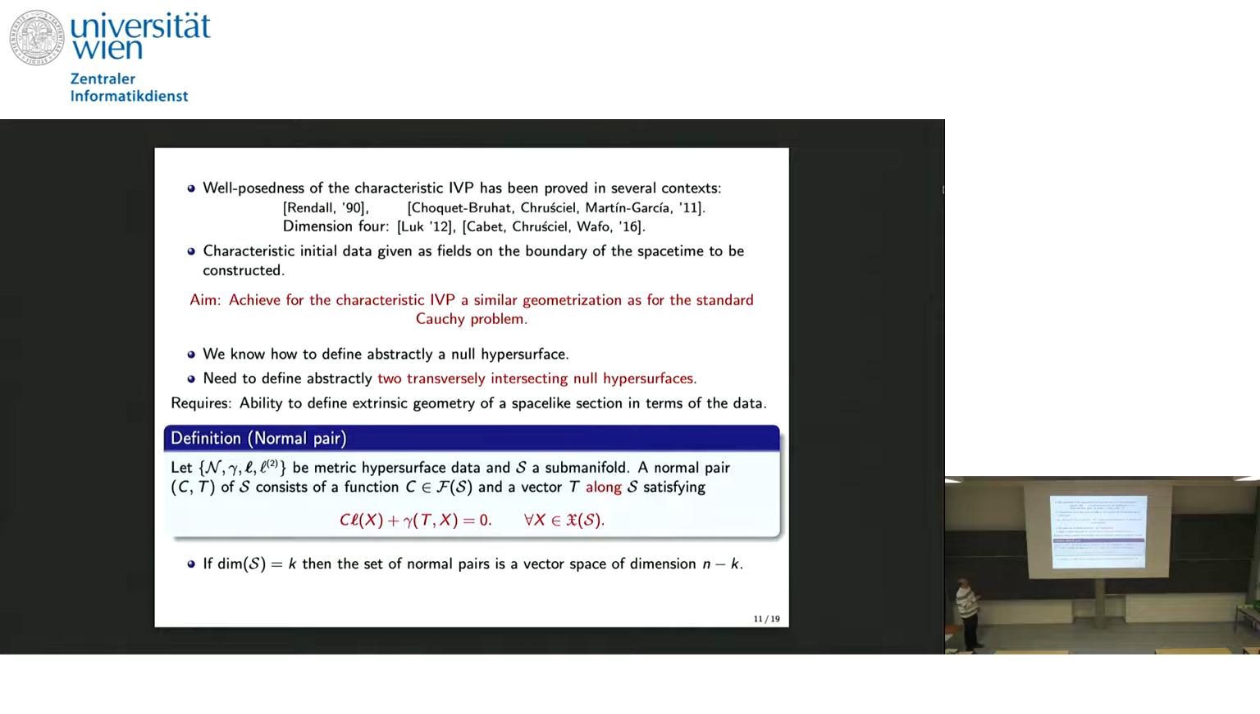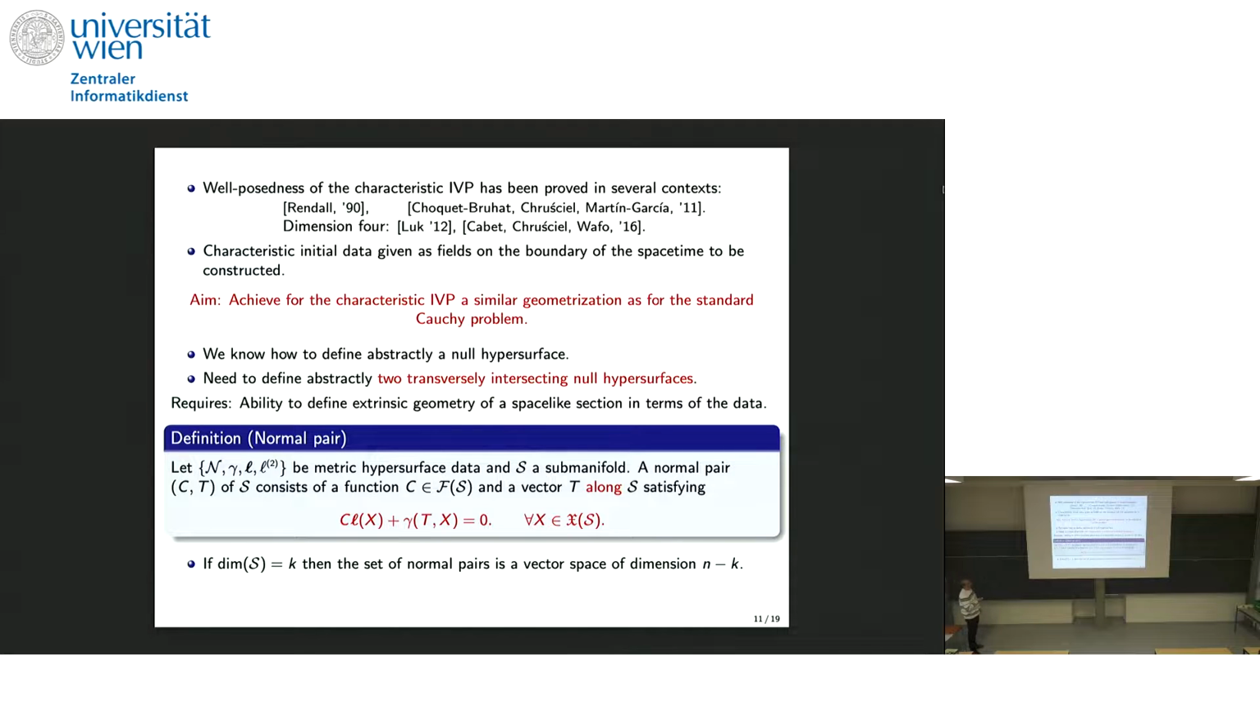And the object that allows you to do that is this notion of normal pair. So a normal pair is just a function. You give me one of these metric hypersurface data, give me a submanifold S, an embedded submanifold of any codimension. Now, normal pair, what is it? It's just a scalar function on S and a vector field along S, not tangential to S, just along S. Now, this pair is called a normal pair if it satisfies this condition.